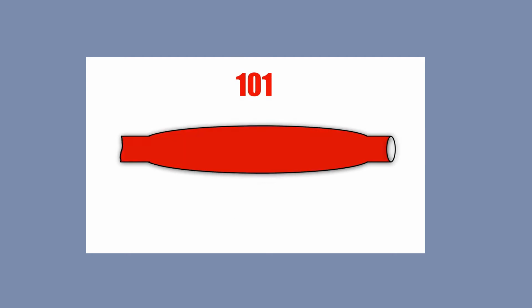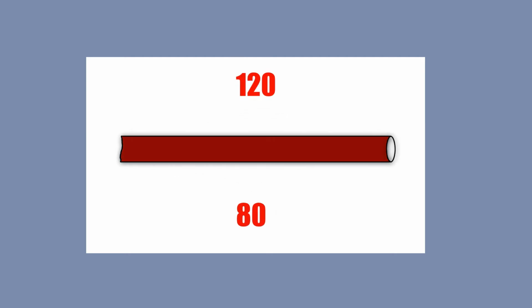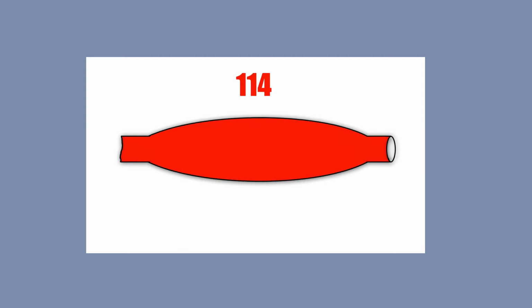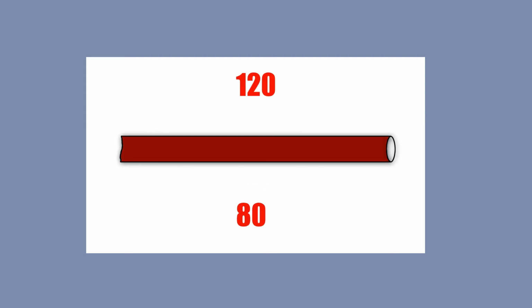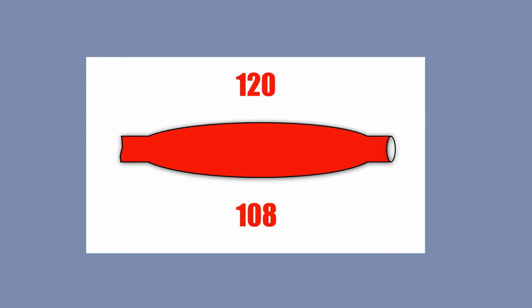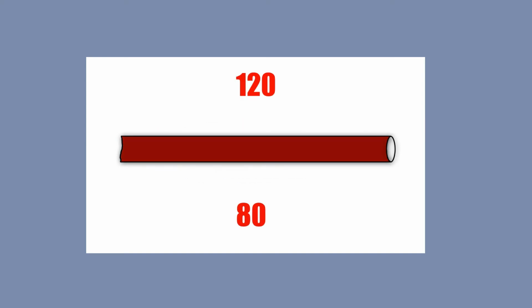The second reading is taken during the resting period as the ventricles refill with blood. This is called diastolic pressure. It will be equal to 80 millimeters of mercury pressure. So 120 is known as systolic pressure, and 80 is known as diastolic pressure.